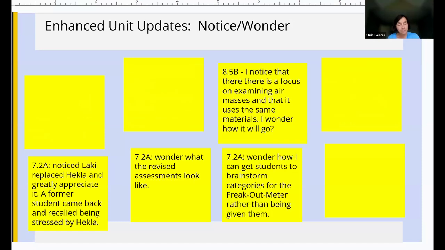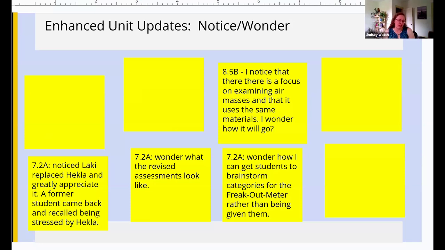And then, yep, we were trying to be mindful of 5th grade for that 6-7 transition. Yeah, examining air masses, and we tried to do the same materials with the weather unit just so people didn't have to change up what they had in their classroom. And then we'll get a chance to look at some assessments, maybe not from 7-2A, but that structure is similar.